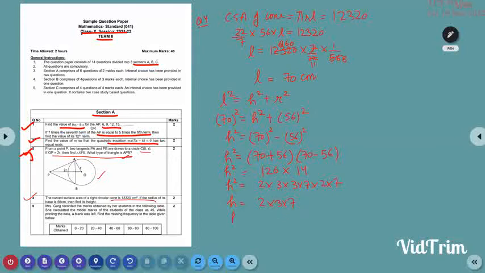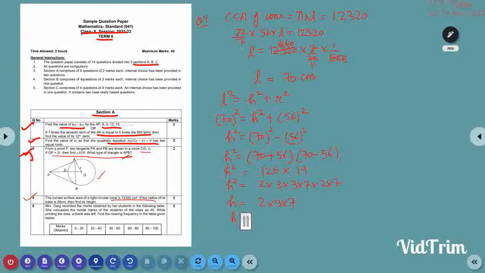So H will be equal to 2 into 7 into 3. So this will be 7 3s are 21, 21 into 2 is 42. So the value of H will be equal to 42 centimeter.